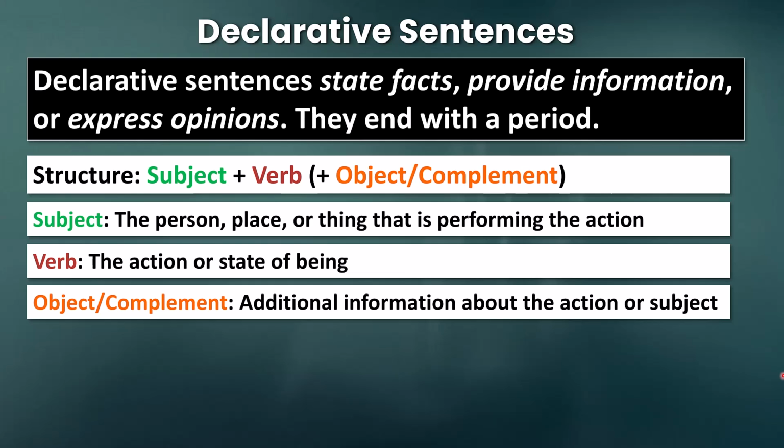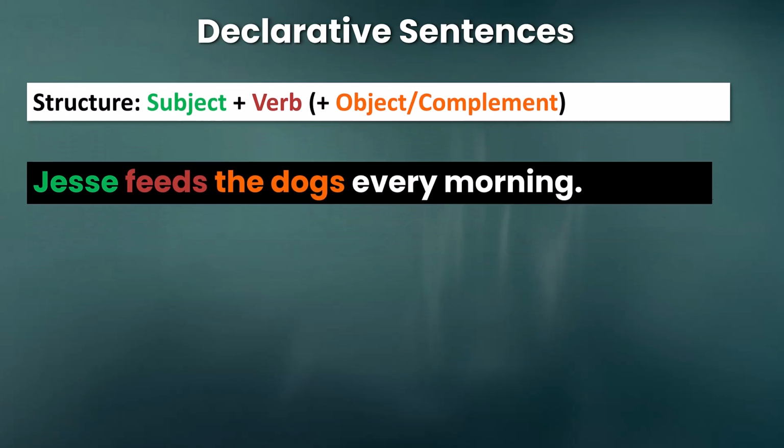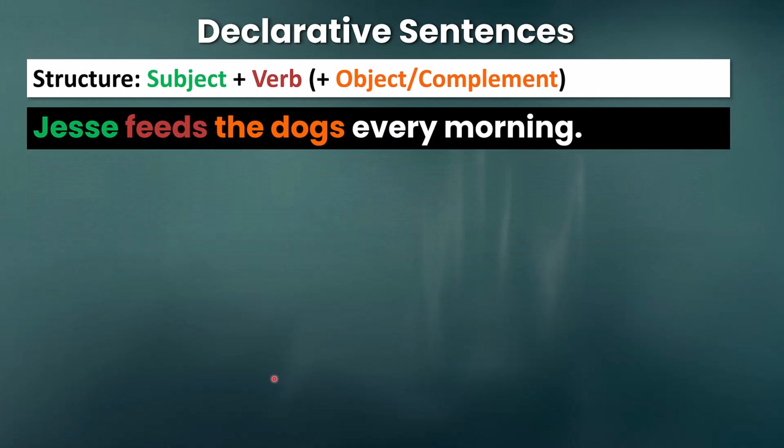the person or thing that receives the action. As an example, Jessie feeds the dogs every morning. Jessie is the subject of this declarative sentence. Feeds is the verb, and the dogs is the object of the sentence. They are receiving the action. Let's look at some more examples following this structure.